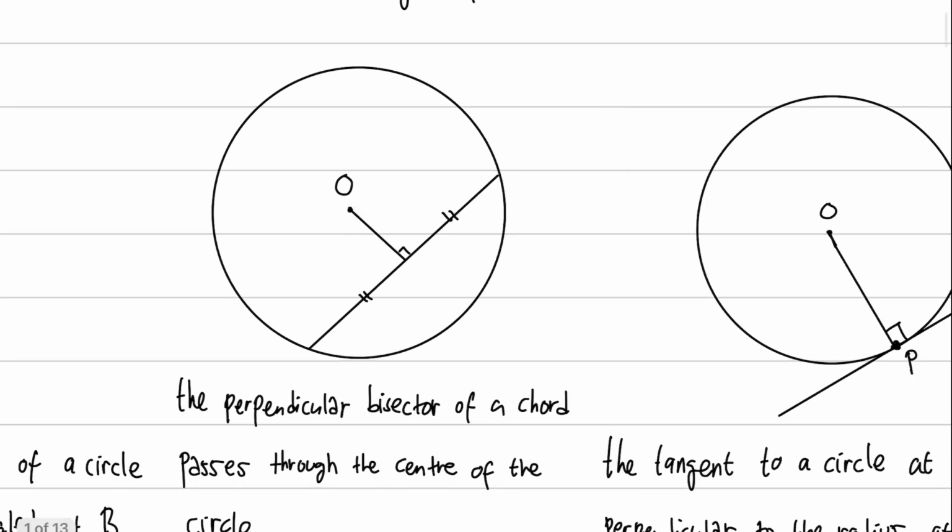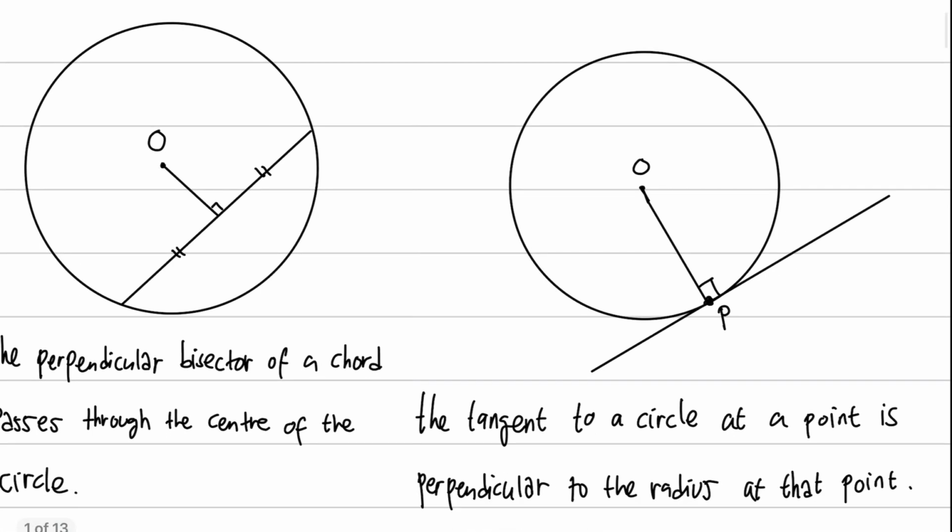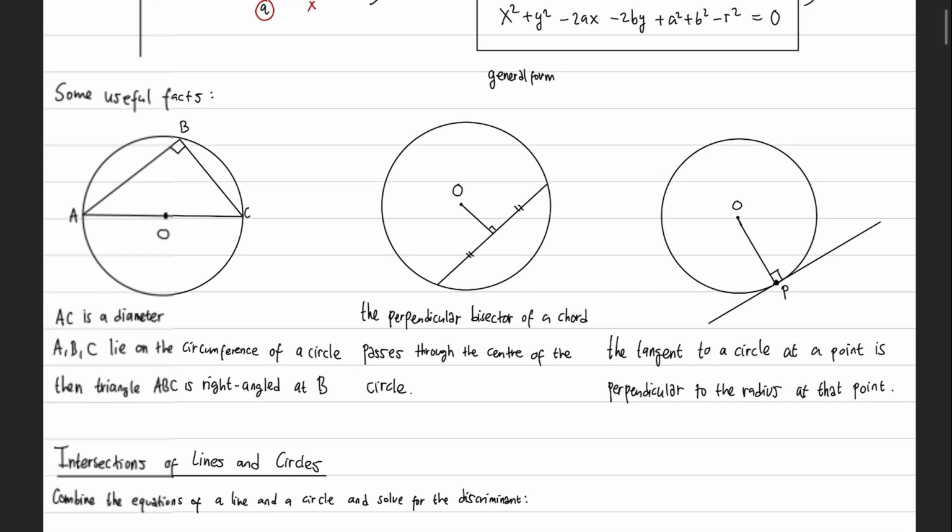And the third one: if you have a tangent line to a circle that only touches the circle at one point, that will be perpendicular to the radius at that point. So this is the tangent, and then the radius always creates 90 degrees. So these are three useful facts.